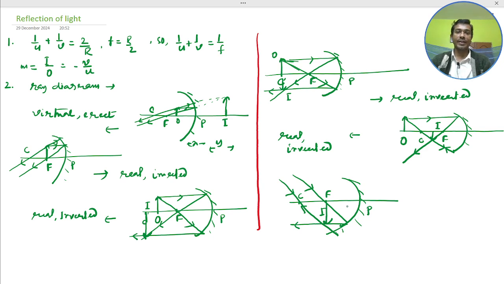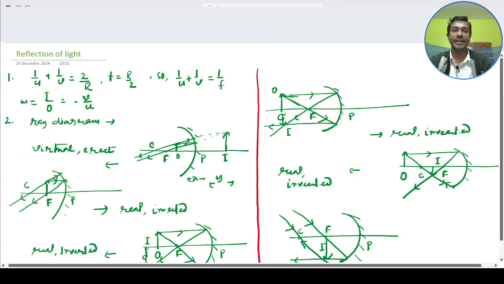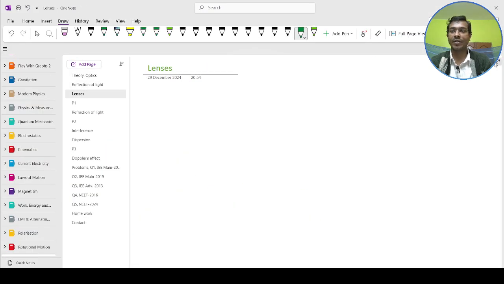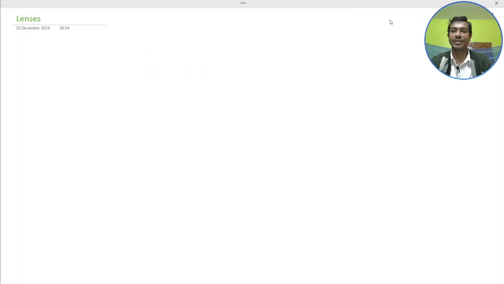So we have covered here the reflection of light and the mirror. Second, we will discuss the lenses.